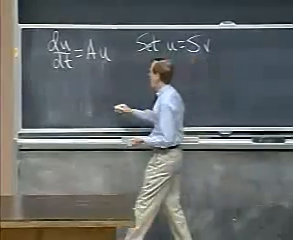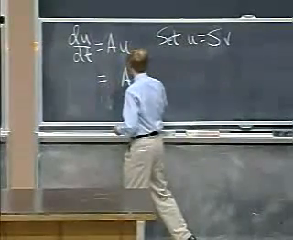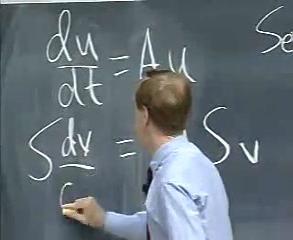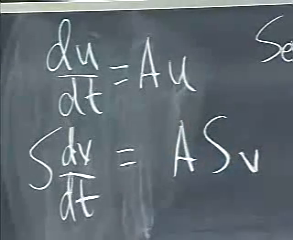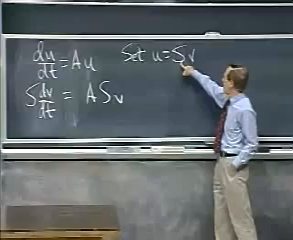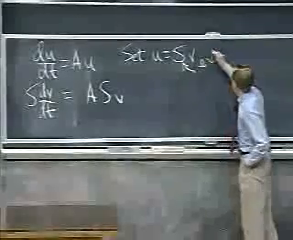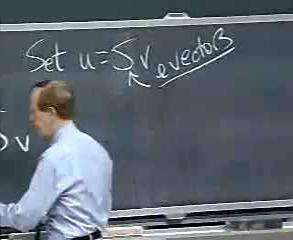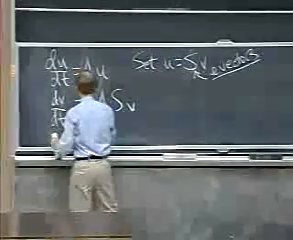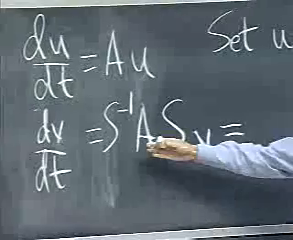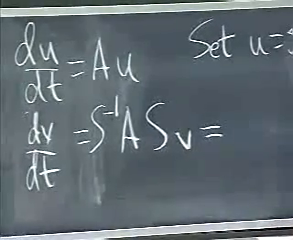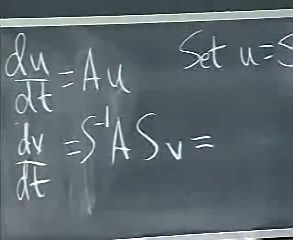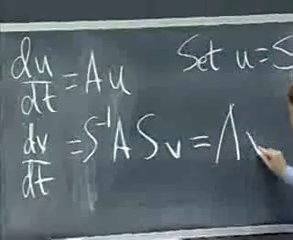Okay, so I plug that in. This is A S v, and this is S dv/dt. S is a constant. This is the eigenvector matrix. Now I'm going to bring S inverse over here. And what have I got? That combination, S inverse A S, is lambda, the diagonal matrix. That's the point.